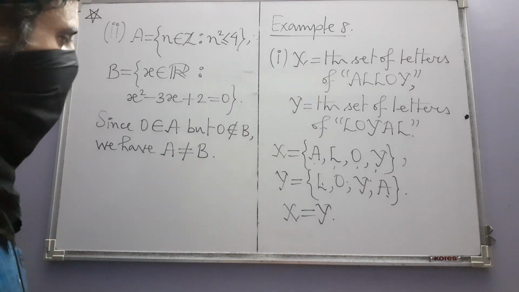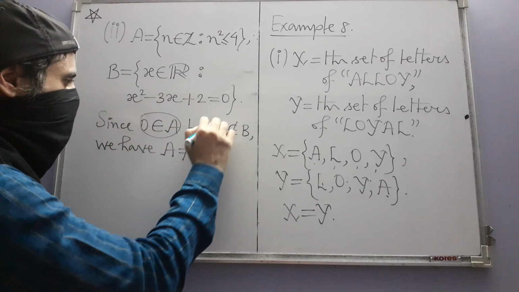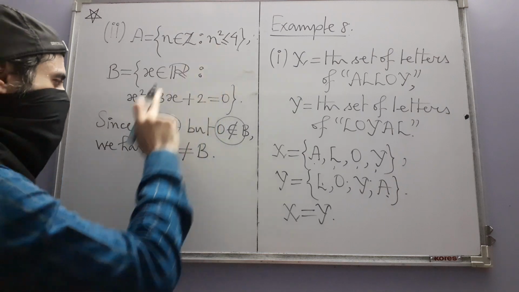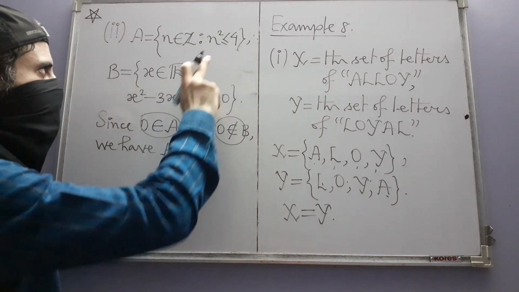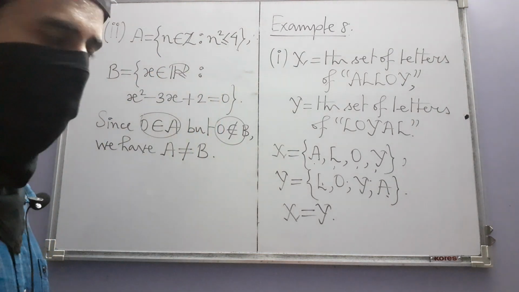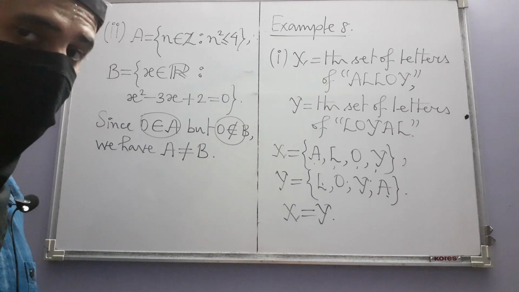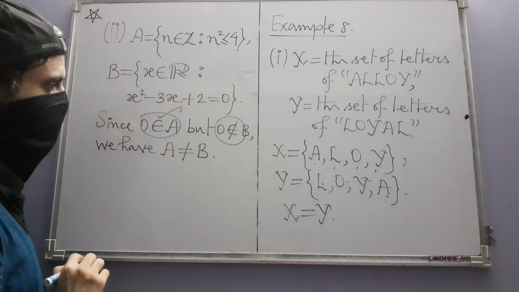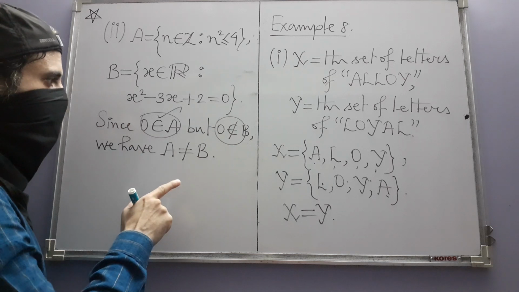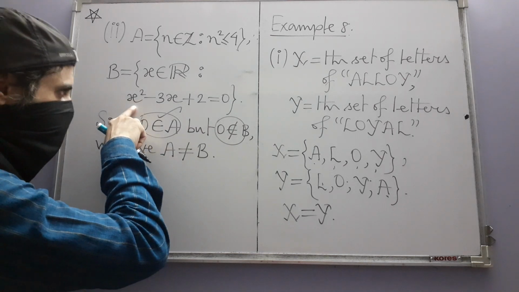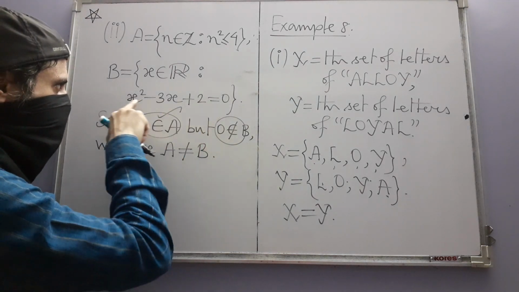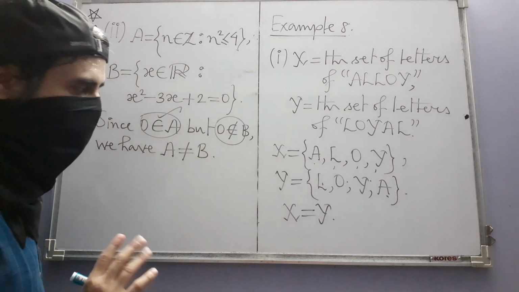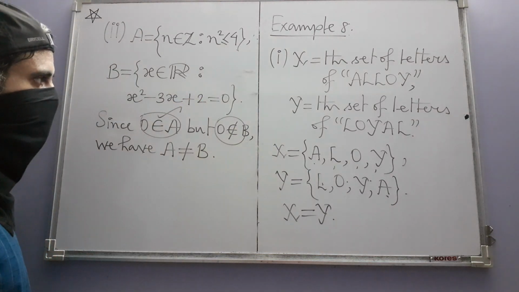Let us now see how these are true. Why is 0 in A? Because 0 first of all is an integer, and its square is 0, which is less than or equal to 4. It's less than 4 actually. So that's why 0 belongs to A. 0 does not belong to B because 0 is not a root of this equation. If you put x equal to 0 here, you get 2, not 0. That's why 0 does not belong to B.